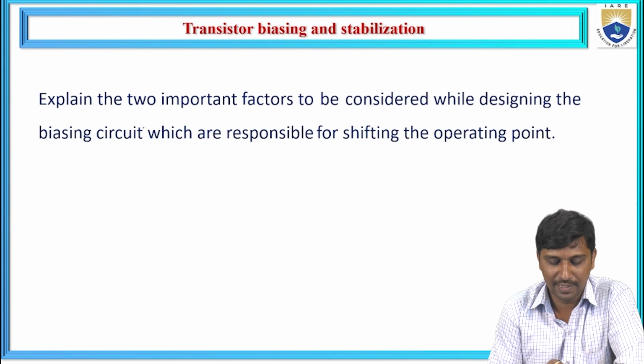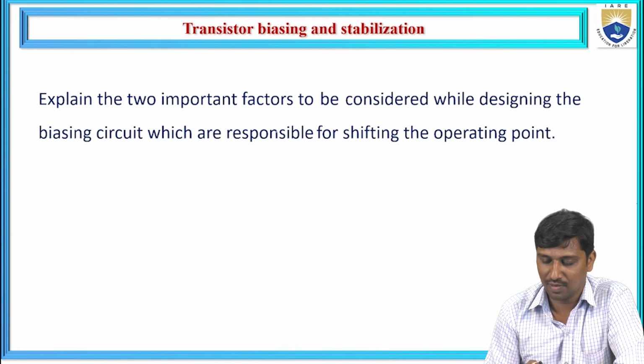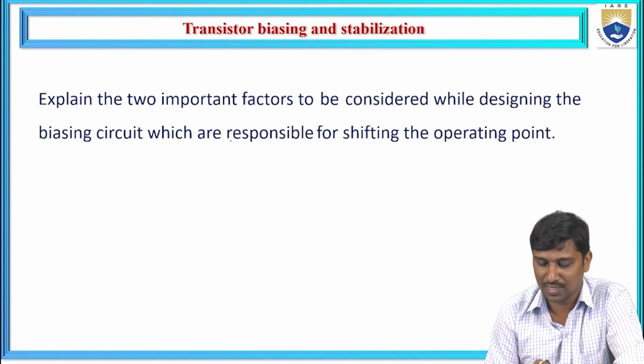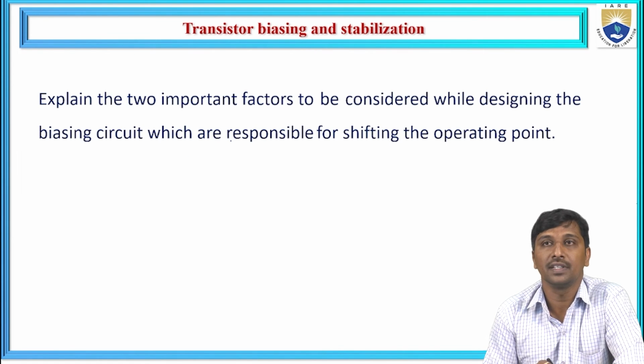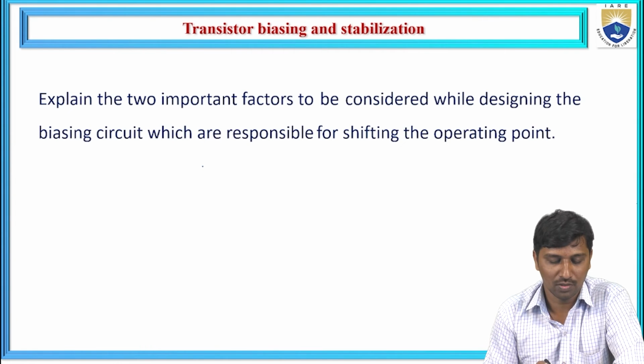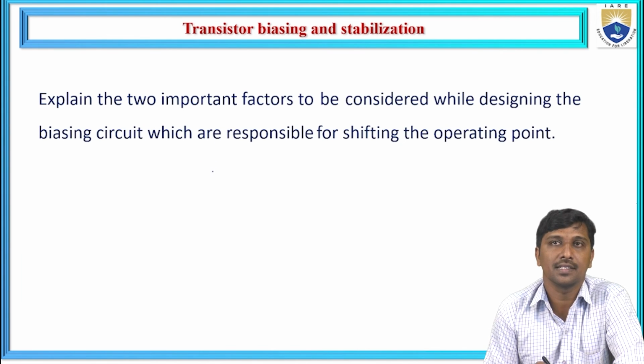Then the next one: explain the two important factors to be considered while designing the biasing circuit, which are responsible for shifting the operating point. Here we need to identify the temperature dependent considerations, as well as proper DC voltage sources and proper biasing resistances required to maintain the Q point.